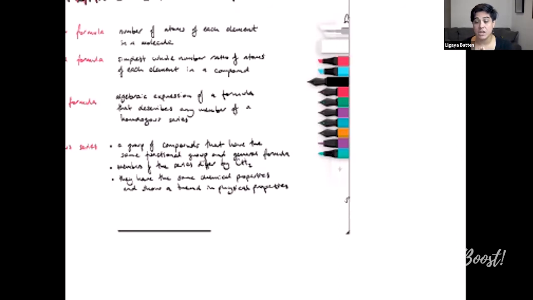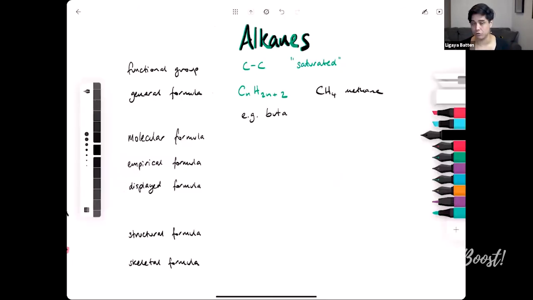Okay, so now looking at the molecular and empirical formula for this functional group, or for this homologous series, we're going to use the example of butane. Butane is the alkane which has 4 carbons in its chain. So the molecular formula will be C4H10, and let's double check that that matches with the general formula. C4, so n is 4, 2n plus 2 is 10. So that's the molecular formula for butane.